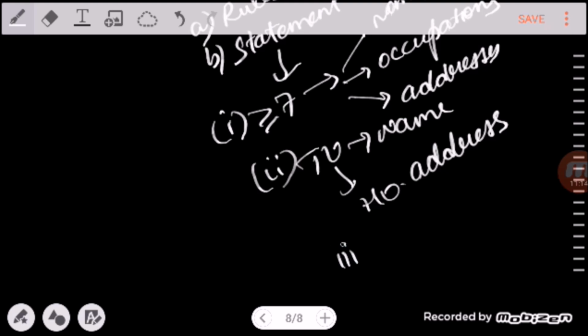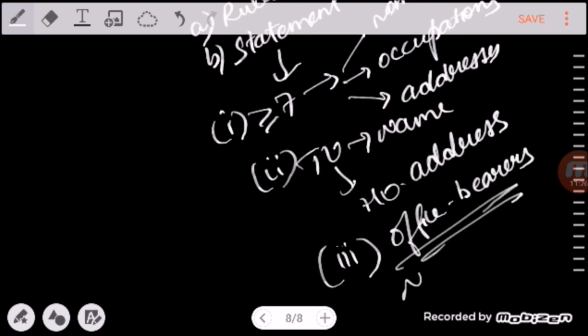Third, titles, names, ages, addresses, and occupations of the office bearers of the trade union. Their names, age, address, etc.